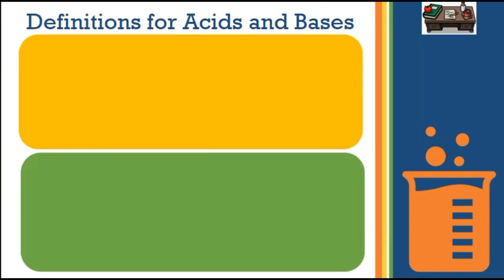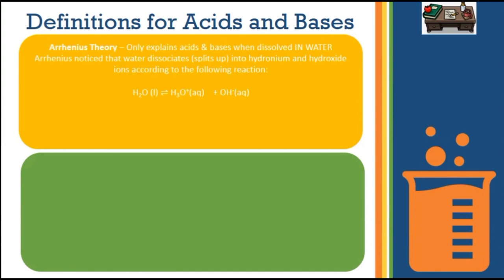Let's now have a look at the definition for acids and for bases. Now, grade 12s, just a little bit of history here. You know, the Swedish have been very good when it comes to chemistry. Around the year 1887, there was a Swedish chemist whose name was Svante Arrhenius. Arrhenius was his surname, and he put forth the following definition of an acid, which today is known as the Arrhenius theory of an acid, the Arrhenius theory of a base.